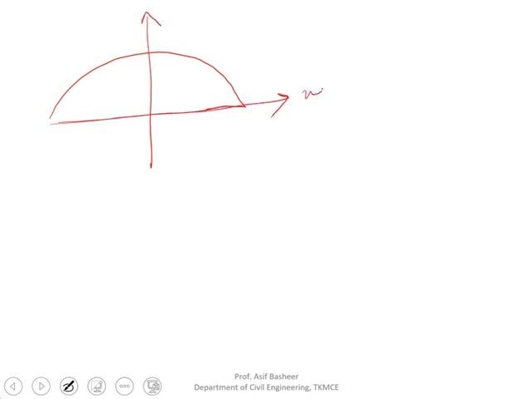So from here, suppose you are given a semicircle like this, and I am considering this as my x-axis and this as my y-axis, then definitely the center of gravity will be somewhere here. Then I can write x bar is equal to 0 and y bar is equal to, at a distance, where r is the radius of the circle, 4r by 3 pi.